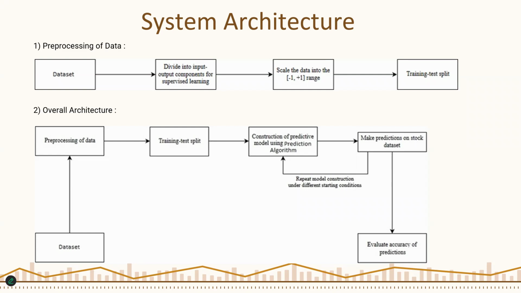Next, the overall architecture. It has a data set where we start with the raw data, then it goes through the pre-processing method, in which the data undergoes cleaning and normalization to ensure consistency and readiness for analysis. Then comes the training test split. The data set is divided into training and testing parts for model evaluation, and then the model construction, where a predictive model is constructed using advanced algorithms like LSTM under various conditions to enhance the accuracy.